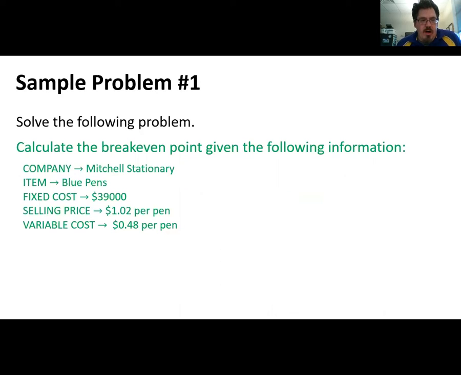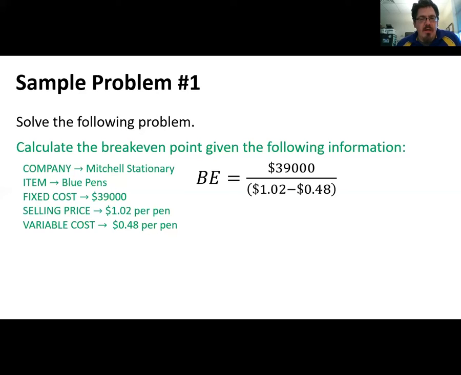Now, the variable cost is associated with the amount that it costs to produce the pen. So in this case, in addition to the fixed costs, it costs 48 cents per pen to make that pen. That might be associated with materials that are needed to actually make the pen or different things like that. So what we need to know in order to do our break-even analysis is the fixed costs, what we're going to be selling the items for, and what the variable cost is associated with producing the items.